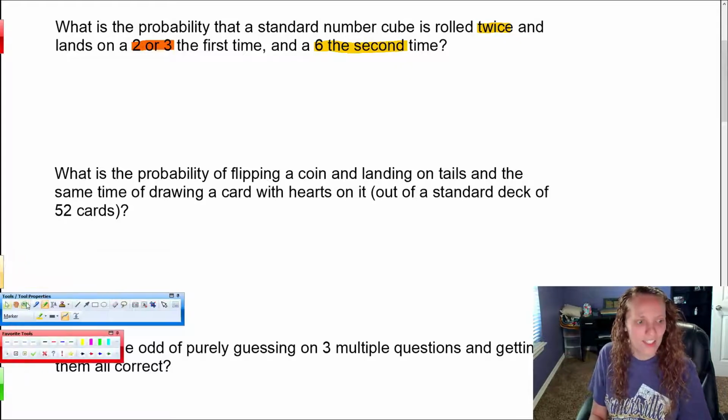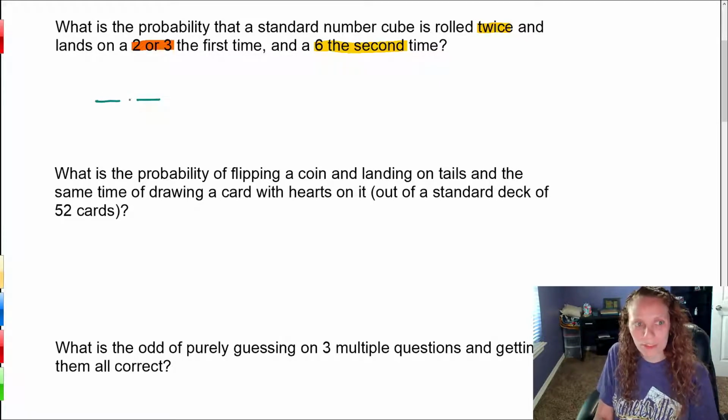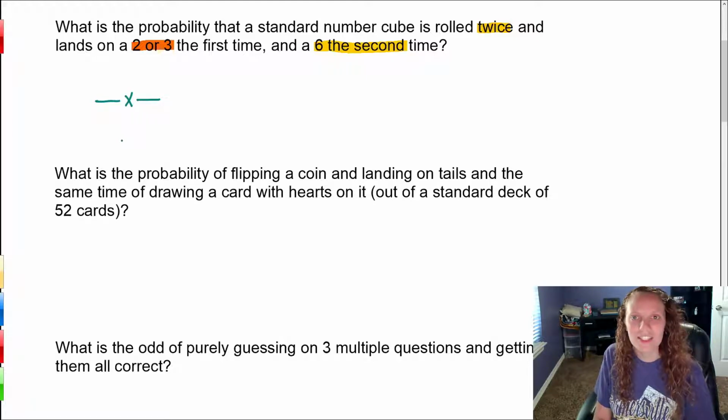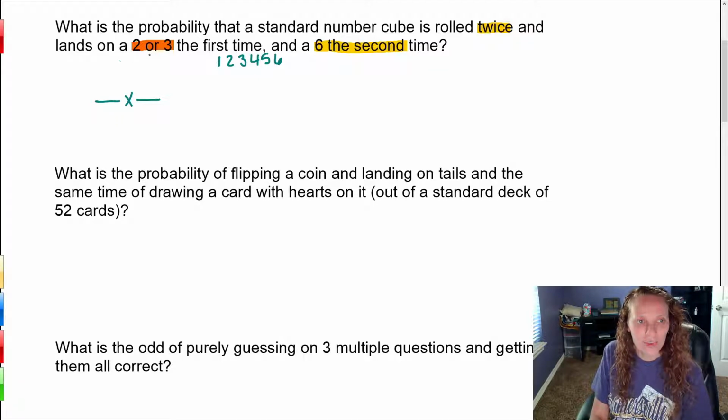Okay, since there are two different events happening, we're rolling this dice twice, we're going to set up two different fractions, and for compound probability, we're going to multiply those two odds together. So let's think of a dice first. On a dice, we have the numbers 1, 2, 3, 4, 5, and 6. And the first one's asking that it would land on a 2 or a 3. So those odds would be two numbers out of 6 total.